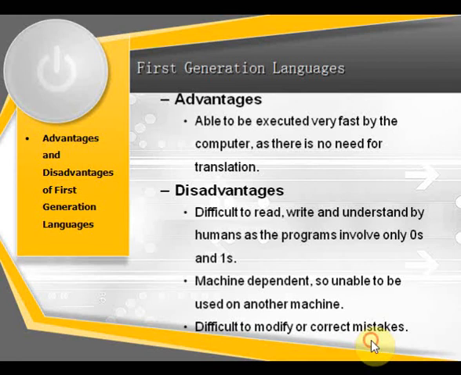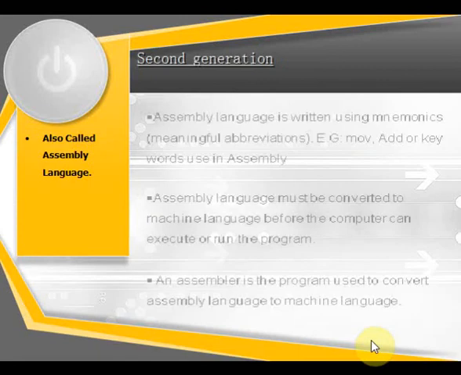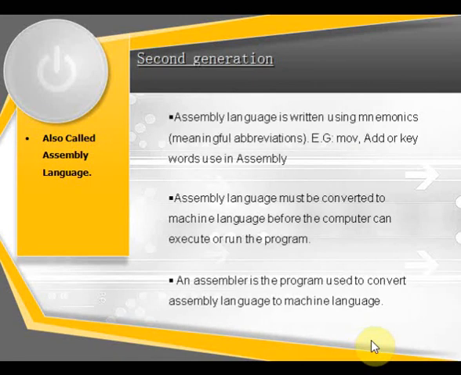Let's move on. Now, the next generation that we'll be looking at is what we call second generation. On the second generation, you will find what we call assembly language. So assembly language falls under second generation. Now, assembly language is written using mnemonics. Don't worry about it. Mnemonics is just a fancy word for meaningful abbreviation. So let me repeat. Assembly language uses mnemonics.